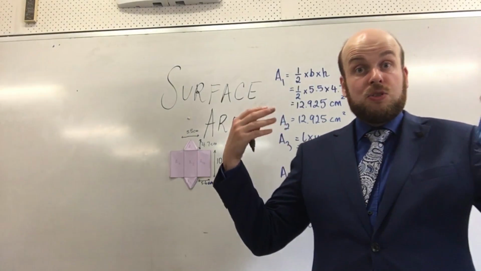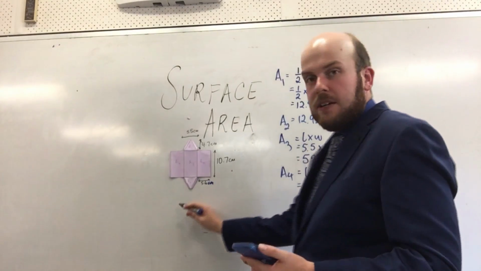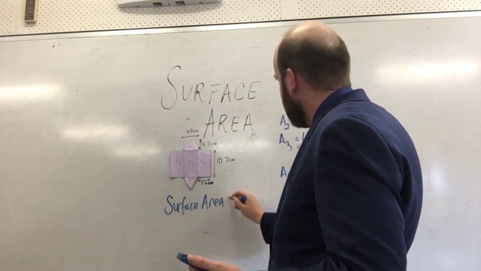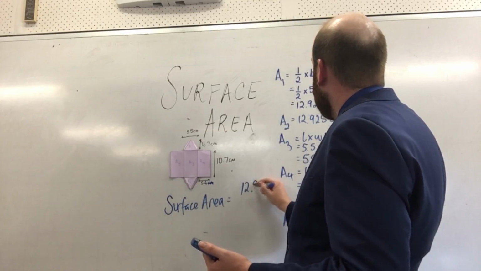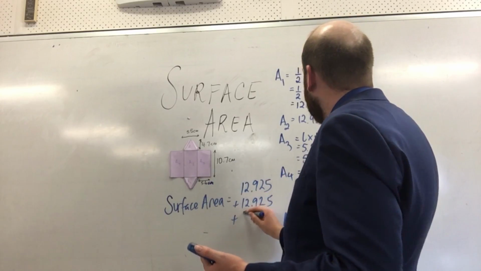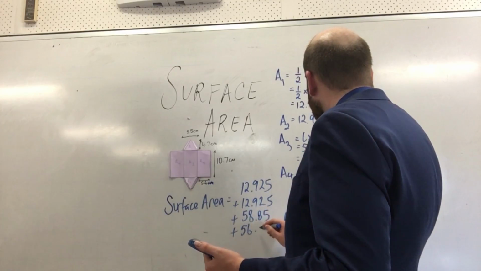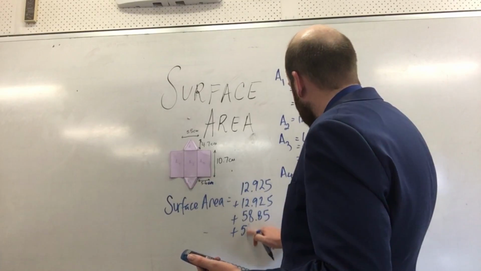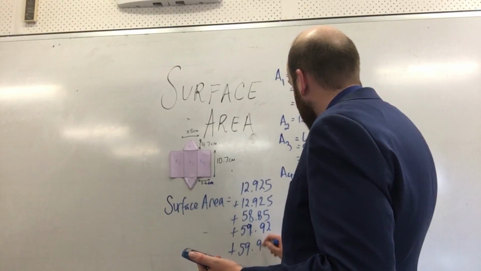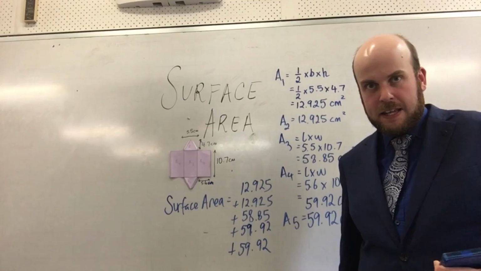So to find the surface area, it's just a matter of adding all these numbers together. So to find the surface area, it's equal to 12.925 plus 12.925 plus 58.85 plus 59.92 plus 59.92. And once again, I'm going to leave you to go and figure out that answer.